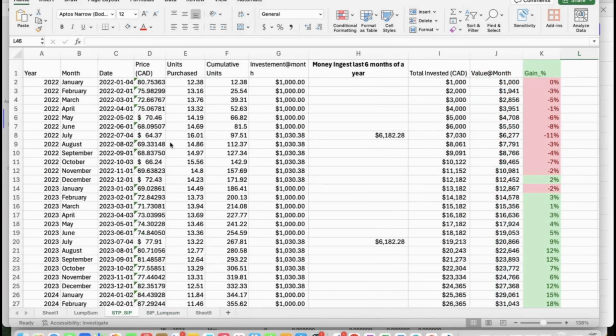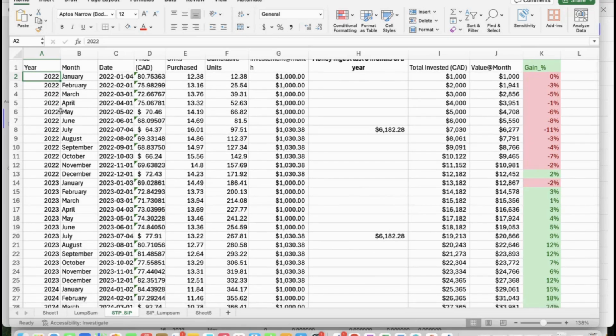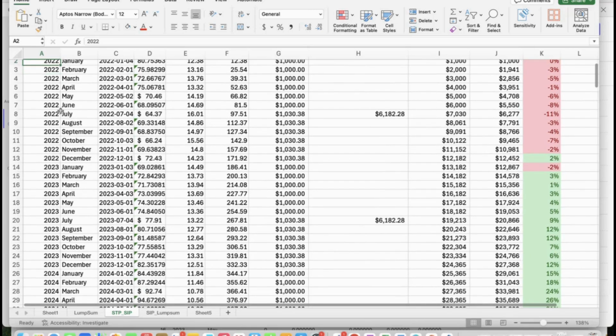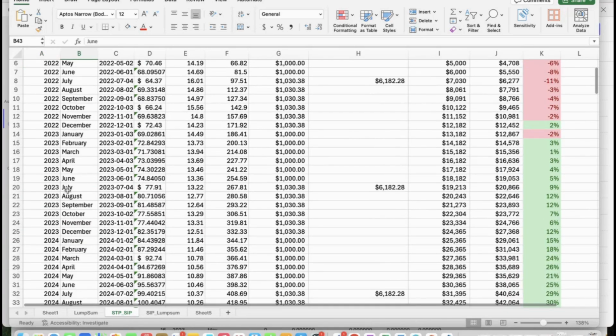Now let's look at the data for the scenario we talked about. The first scenario is you take 1,000 each month from that 6,000 and you put it in investment. So here I am showing the data if you invest in that ETF, Vanguard VUN. The data has monthly data from January 2022 to June 2025, so the recent monthly data.